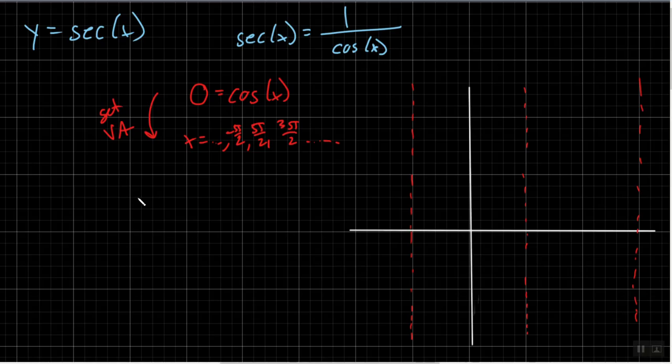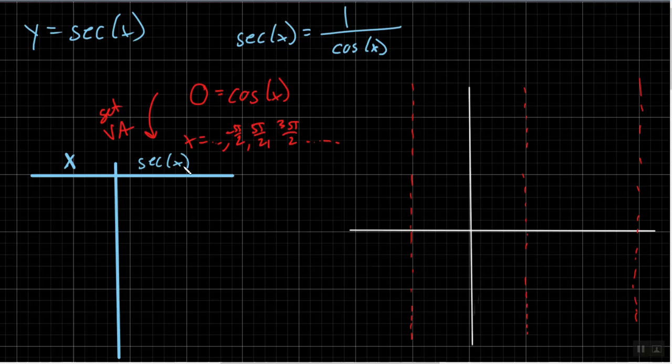Let's start with my table. We're doing x and secant of x, which is the reciprocal of cosine. So over here, we are at negative pi halves, and this is just pi halves. I want the values in the middle. This is the same thing as before with tangent. So I'm finding my values in the middle, which we did the same thing for before.